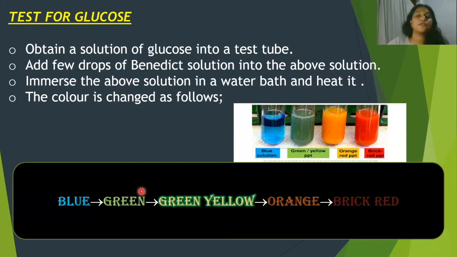And then test for glucose. Obtain a solution of glucose into a test tube, and then add a few drops of Benedict solution into the solution, then immerse it in a water bath and heat it, and the color changes as follows: blue, then green, then green yellow, then orange, and finally brick red.